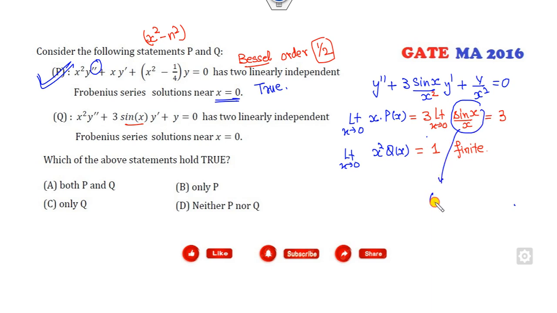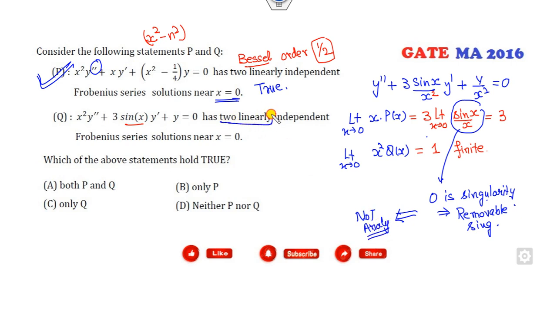0 is my singularity. What kind of singularity here? It's a removable singularity. So once it's a singularity, what does it mean? It is not analytic, because it has a singularity. Once it's not analytic, does it mean there exist two Frobenius solutions? That's a wrong statement. So only P is my correct answer, while the others are not.